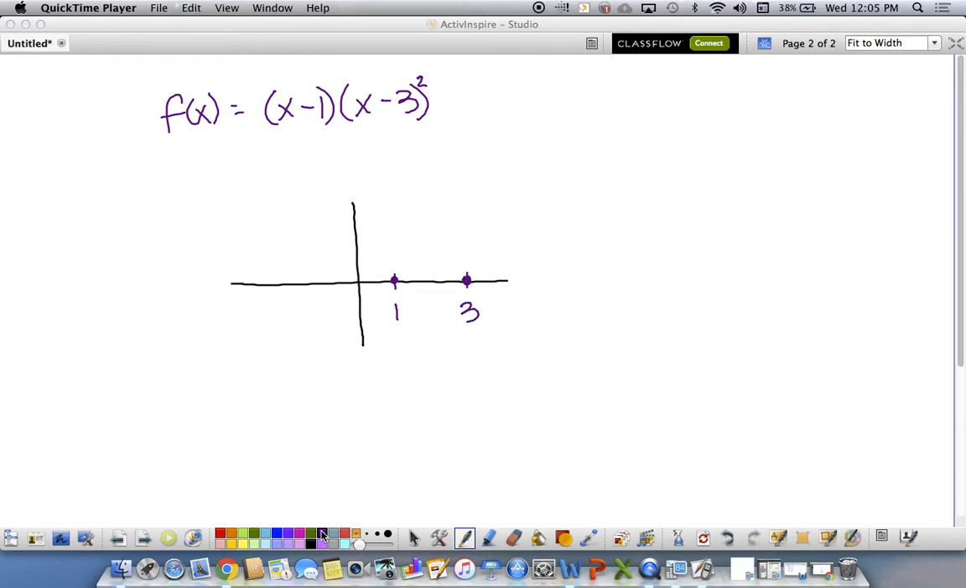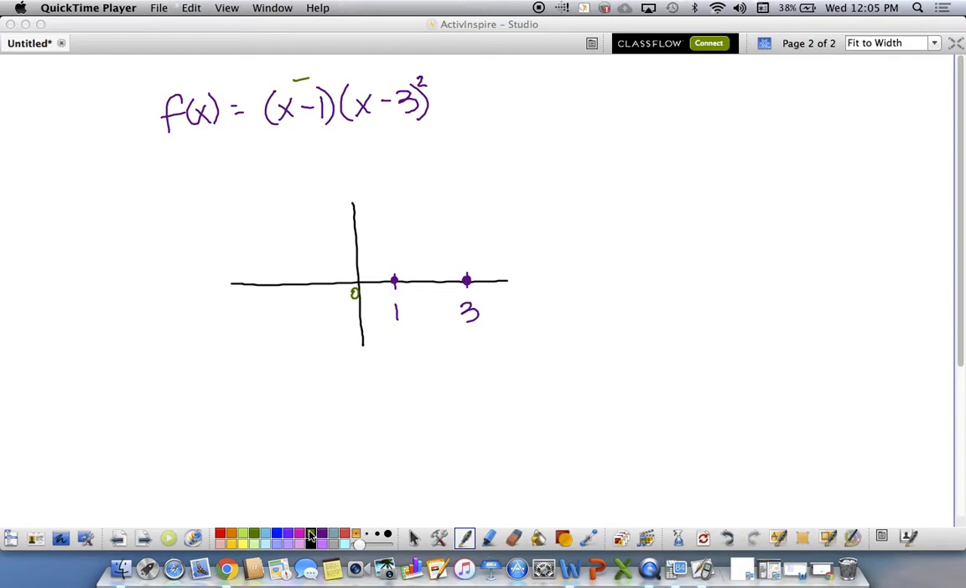But this time we only have 2. So I'm going to plug in 0. 0 minus 1 is negative. 0 minus 3 is negative, but when we square it, okay? So what is 0 squared?